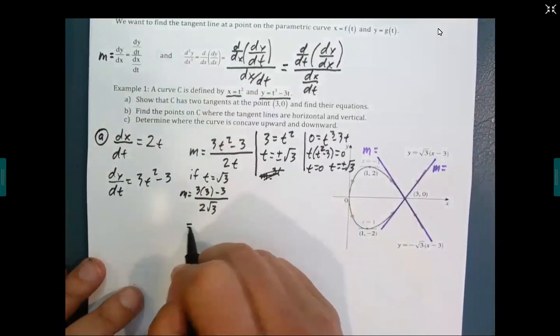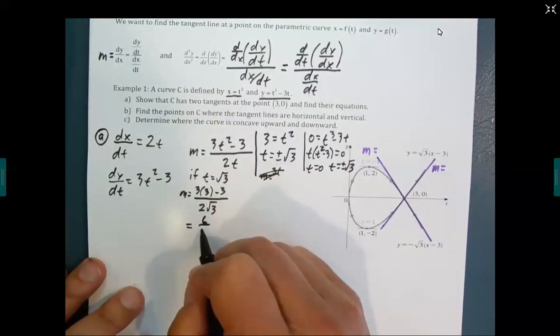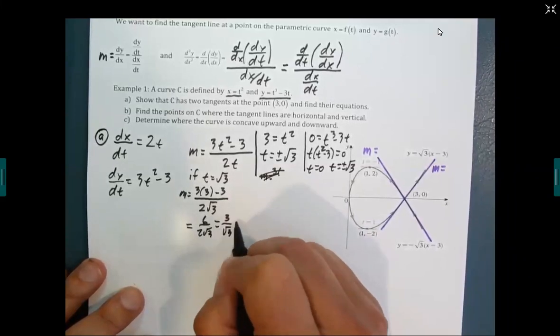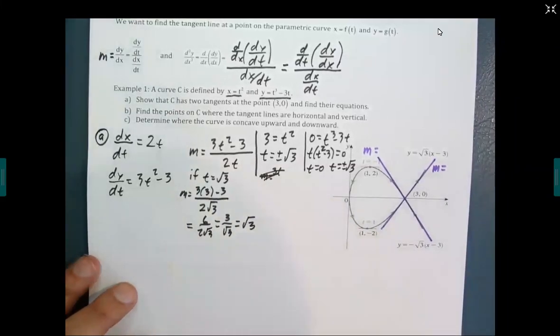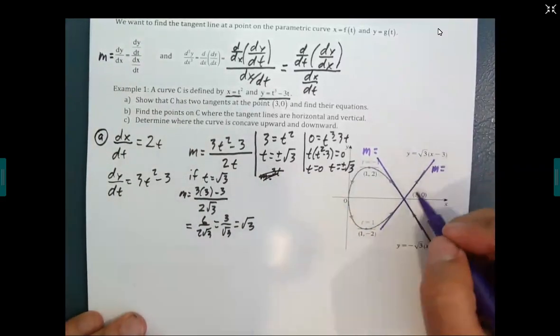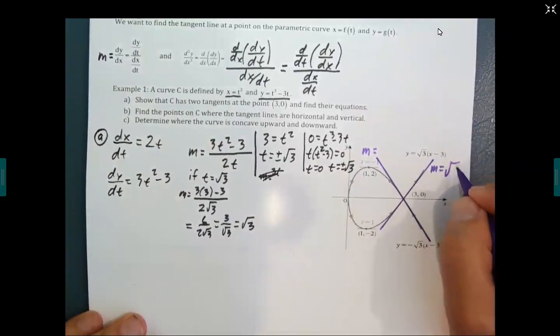Let's see what we get from there. That's going to be 9 minus 2, that's 6 over 2 root 3, or 3 over root 3, which is actually just root 3. So the slope over here, this is a positive slope, and you can see here's my positive slope. That's going to be a positive root 3.